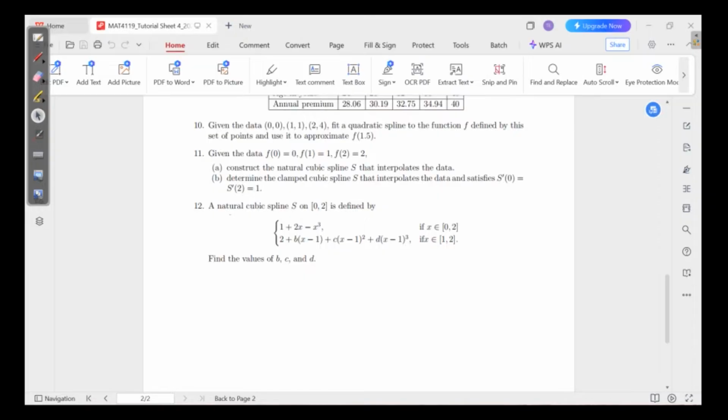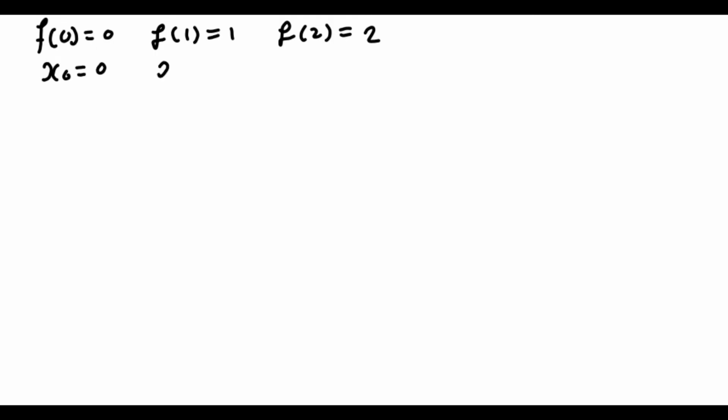So the first thing that we are given is the fact that f of 0 is equal to 0, then f of 1 is equal to 1, then f of 2 is equal to 2. This is pretty interesting. What this tells us is that x naught is equal to 0, x sub 1 is equal to 1, x sub 2 is equal to 2. So once again, if you observe, I have 0 here and I have a 0. I have a 1 here and I have a 1. I have a 2 here and I have a 2.